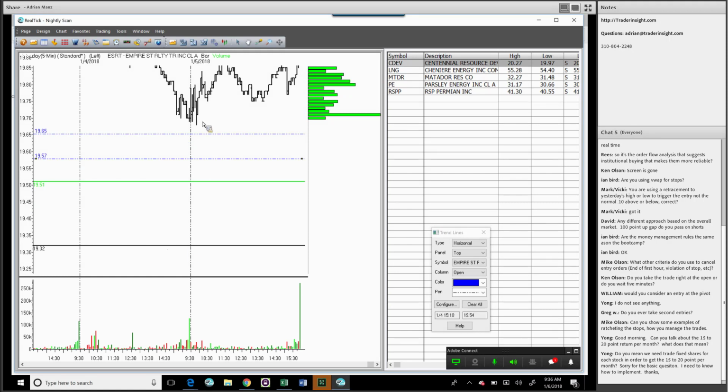We're not going to move. We're not going to look for a 14-cent target on this. We're looking for a move down to the next pivot. But as soon as it starts making its move towards the pivot line, I'm ratcheting the stop down.